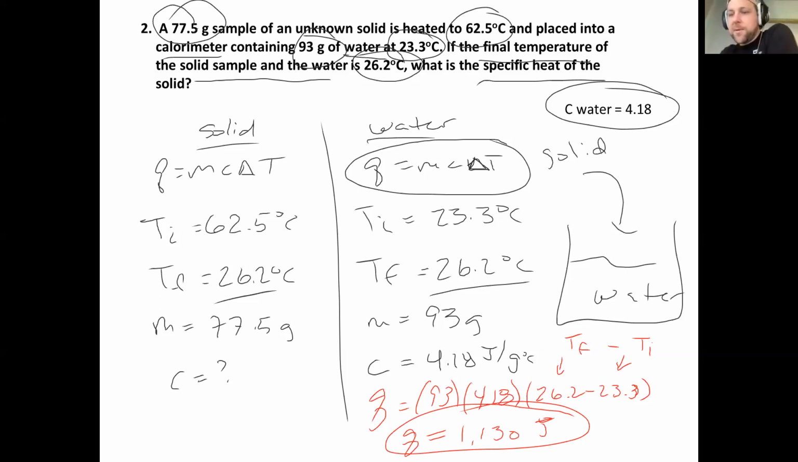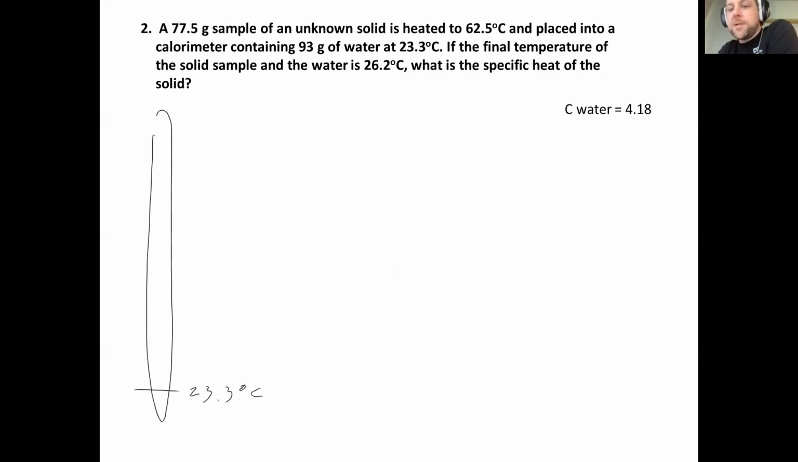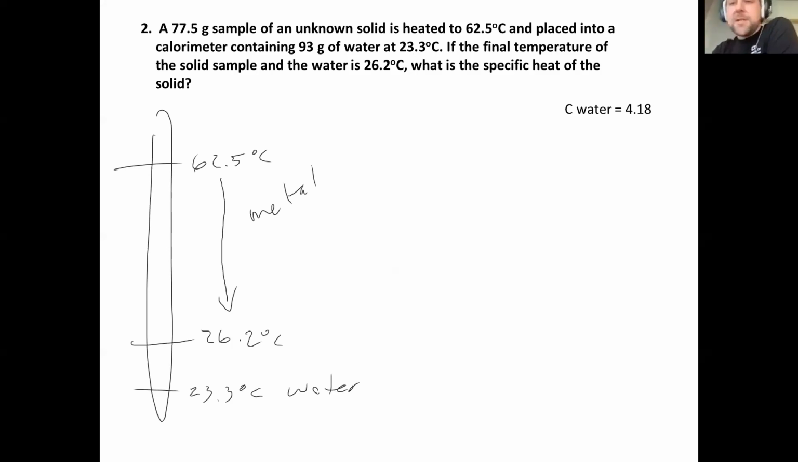Let me clear this really quick and draw something out. We know that if we do a little thermometer scale, here's my thermometer. Water is starting at 23.3 degrees Celsius. And the metal is starting at 62.5 degrees Celsius. And then they eventually reach the same temperature, 26.2. Not really drawn to scale, but that's okay. The temperature of the metal is going down. So it's losing energy. It's giving its energy away.